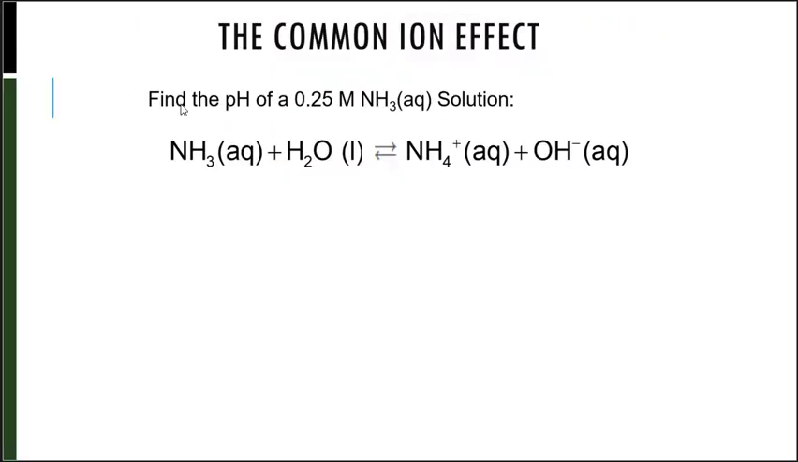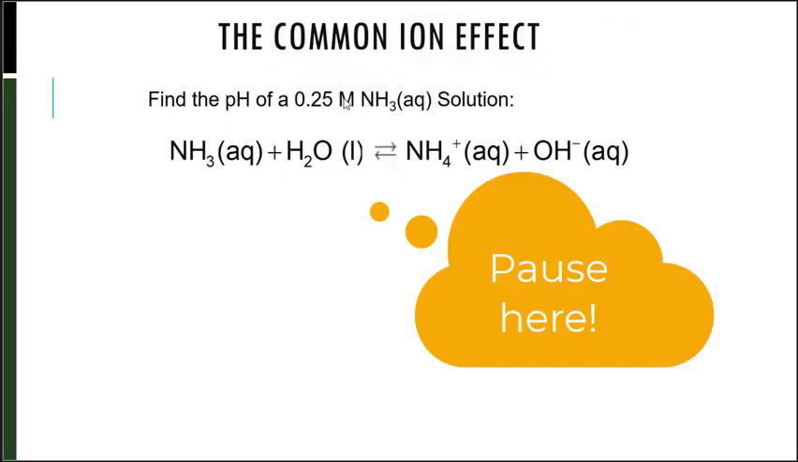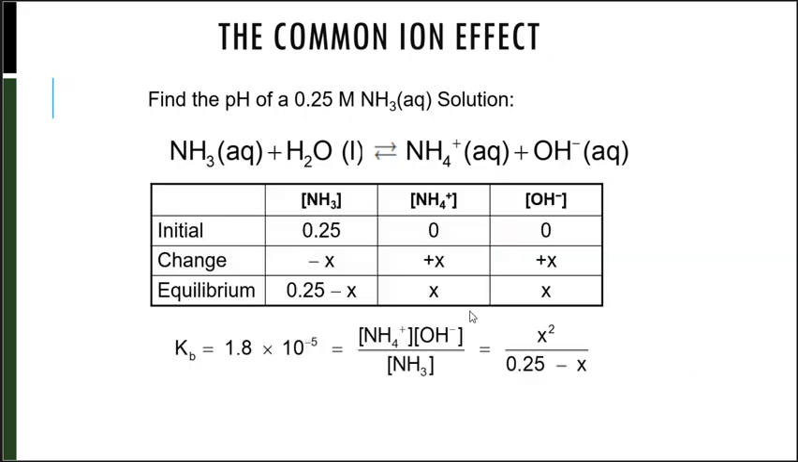See if you can set up this ice table. Find the pH of a 0.25 molar NH3 solution. Did you get this set up? Your initial was 0.25. My ammonium on the right was 0. My hydroxide is 0. My Kb expression, because ammonia is a base, would give me my NH4 plus ammonium times the hydroxide all over NH3's value. So X squared over 0.25 minus X is equal to 1.8 times 10 to the negative 5. That's the Kb value for NH3.